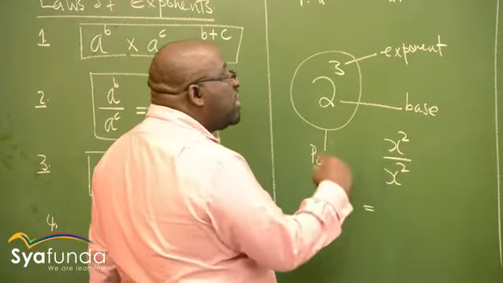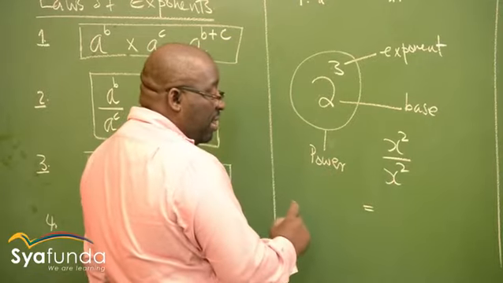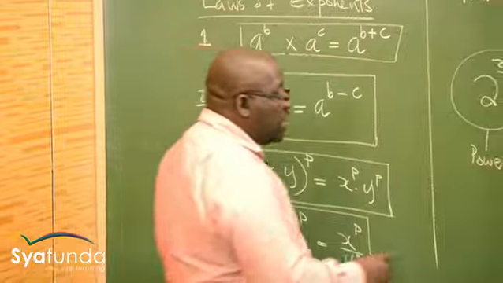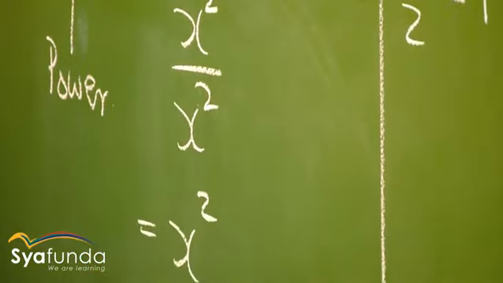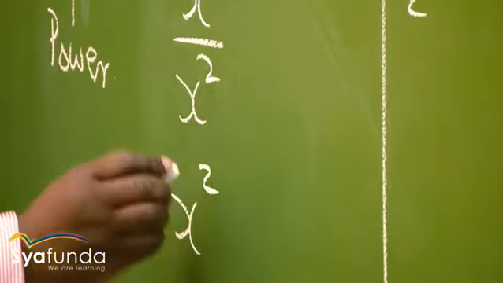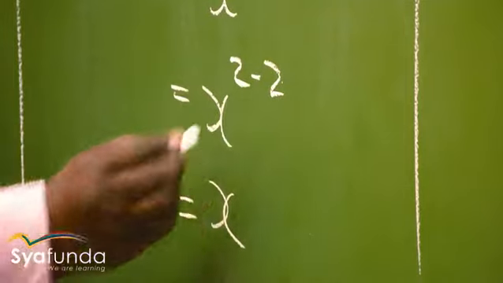Now watch here. We can also use the exponents to solve the same thing, using the second rule. If we've got x to the power 2, I subtract 2 because I'm dividing, minus 2. This then will be equal to x to the power. What is 2 minus 2?